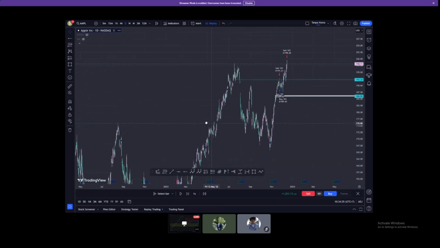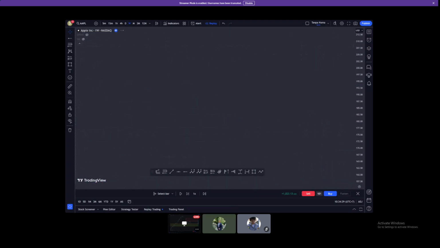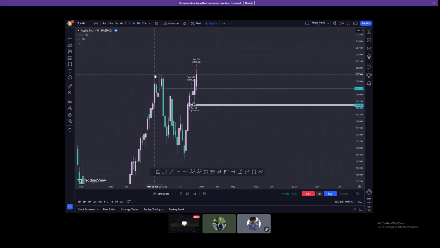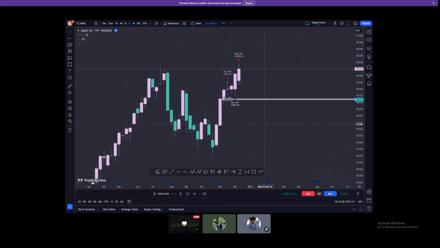So go to the weekly chart. Now pay attention to the weekly lows. The nearest weekly low, that's your new invalidation level.